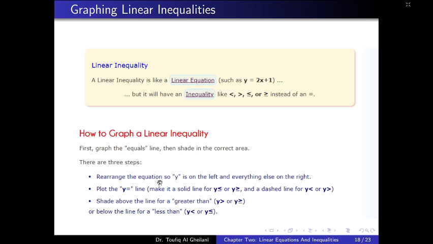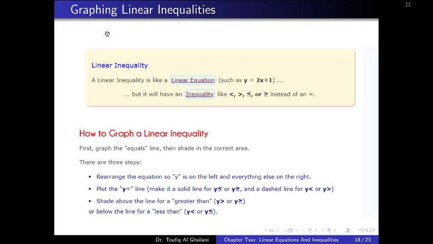First, we should rearrange the equation so y is on the left side alone and everything else on the right. Then we should plot the line, making it a solid line for y less than or equal and y greater than or equal, and a dashed line for y less than or y greater than, which don't include equality. Shade above the line for greater than or below the line for less than.